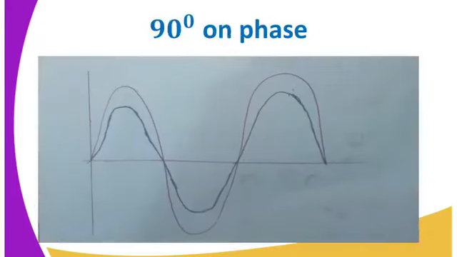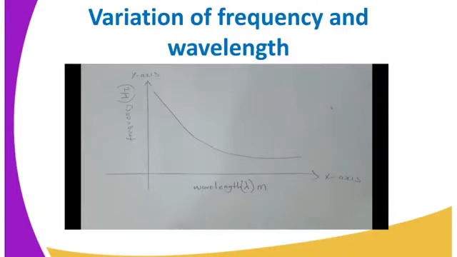Meaning that when you increase the frequency, you reduce the wavelength. And that is why, looking at the sketch of the graph where frequency has been plotted against wavelength, you can see that when the frequency increases, the wavelength of a wave is reducing. So that explains to us the relationship between frequency and wavelength.